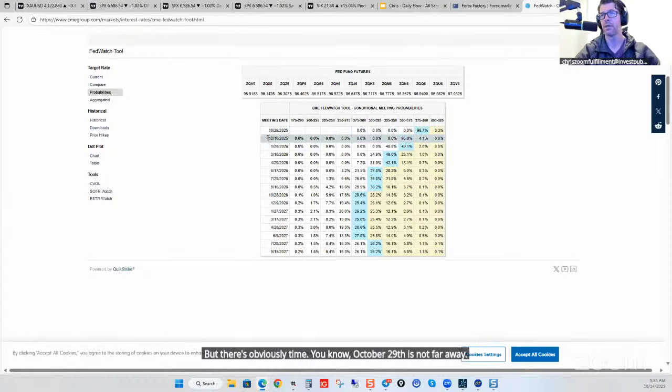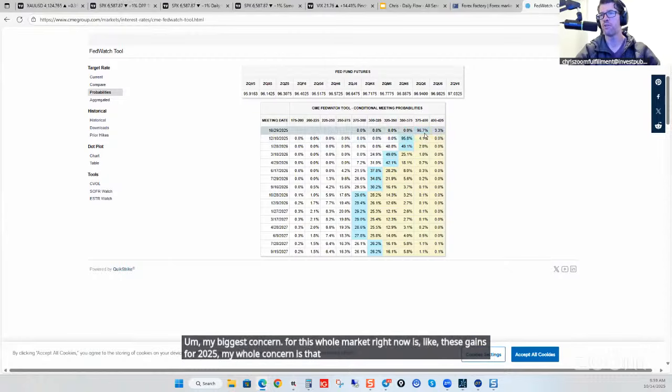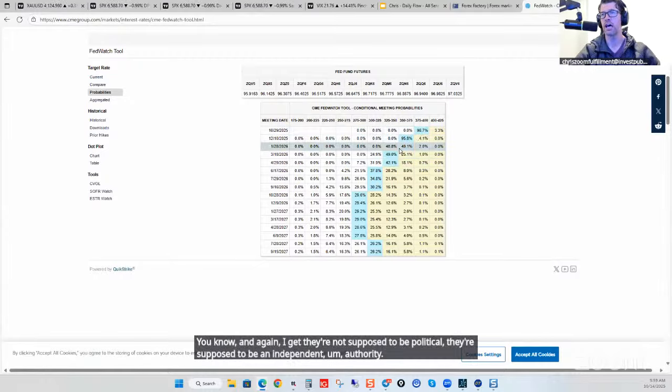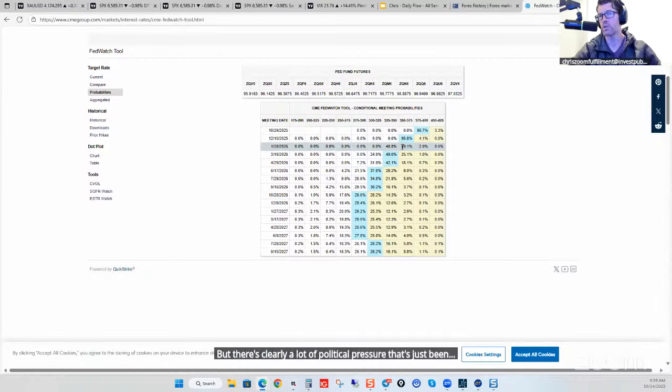Does something happen? My biggest concern for this whole market right now is these gains for 2025. My whole concern is that the Fed is being more or less pressured into cutting. And again, I get they're not supposed to be political, they're supposed to be an independent authority, but there's clearly a lot of political pressure, basically trolling the Fed: cut rates, you're costing the American people, blah, blah, whatever. You get it. But the point is, this is a crazy high probability. And so if they cut rates and then turn around in less than a year and have to raise rates, they look ridiculous, you know?